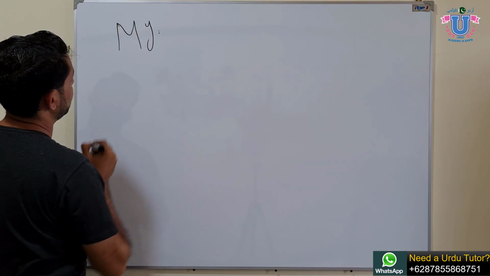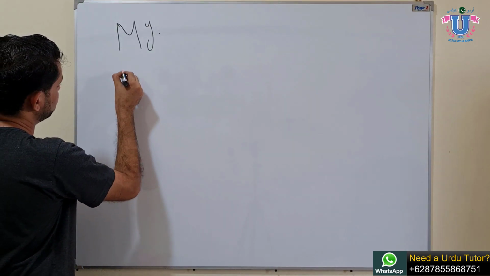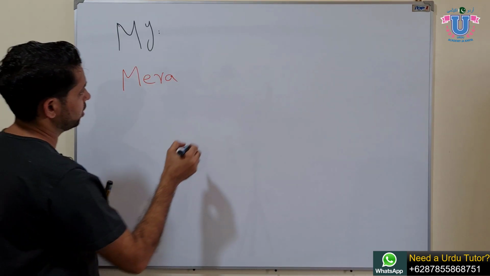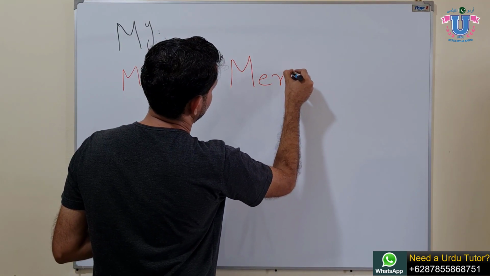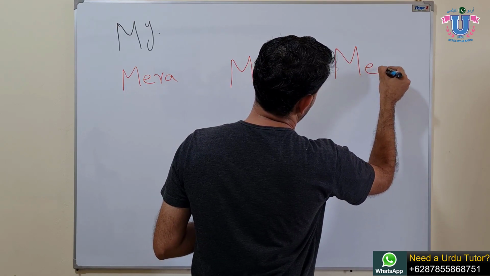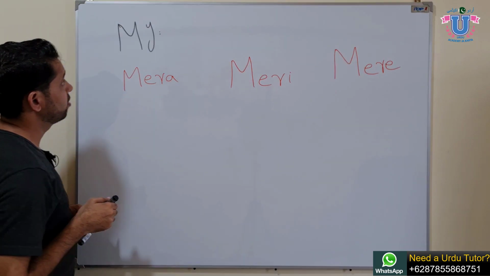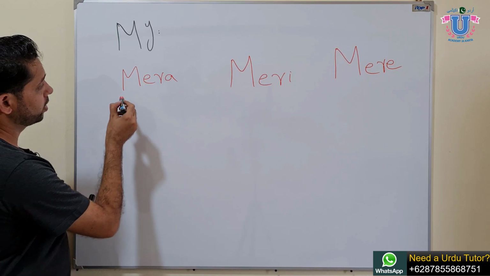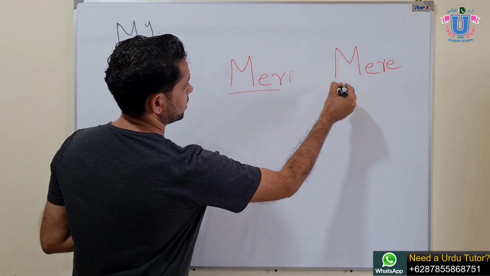My. In Urdu we say mera, and we also say meri, and third we say mere. Okay, let me explain one by one. First, let's pronounce them. My is mera. How do you say? Mera, and this is meri, and this is mere.